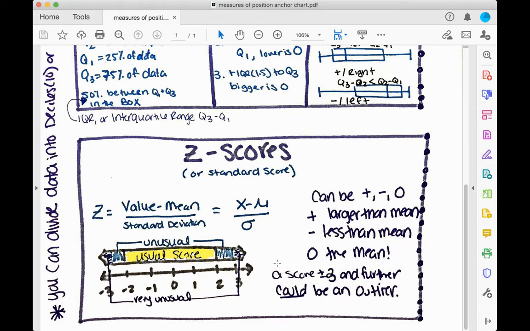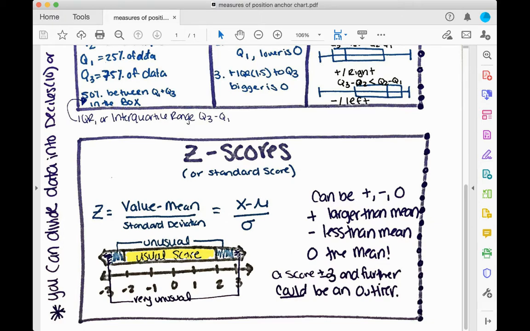So some of your homework problems, we're going to say, is the z-score usual, unusual, or very unusual? And so we kind of have this little chart here that we use. We have our usual scores that are within 2 standard deviations of our mean. This is going to be a z-score of 2. It's pretty usual. Anything between 3 and negative 3 is a little unusual, but any z-score smaller than negative 3 or bigger than positive 3 is going to be very unusual.